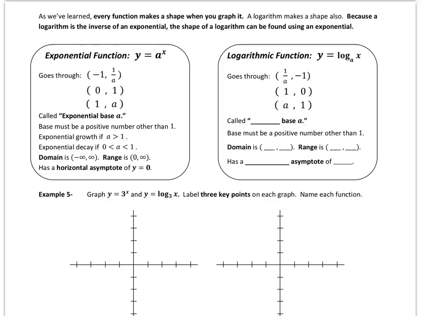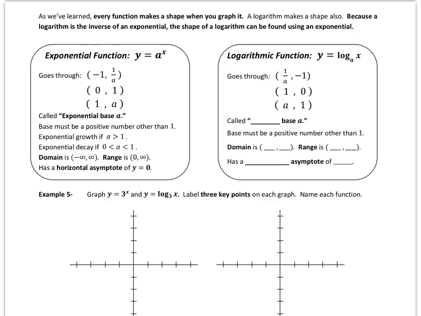So exponentials, again, go through the points -1 and 1 over a, 0 and 1, and 1 and a. It's called exponential base a. The base has to be a positive number other than 1. It's exponential growth if a is bigger than 1, and decay if a is between 0 and 1. The domain is all real numbers, the range is from 0 to infinity, and it has a horizontal asymptote of 0. All that's from section 9.2.